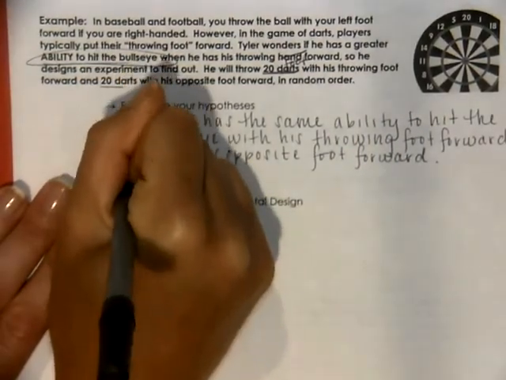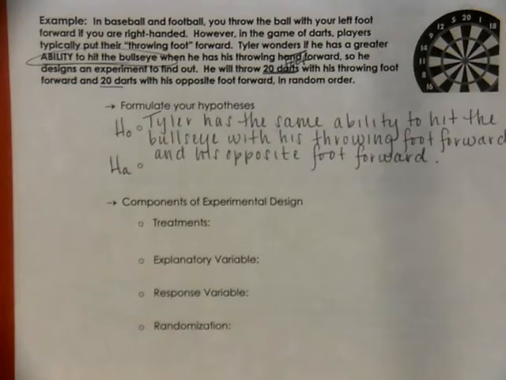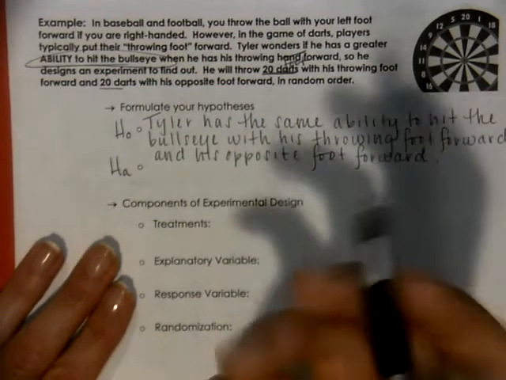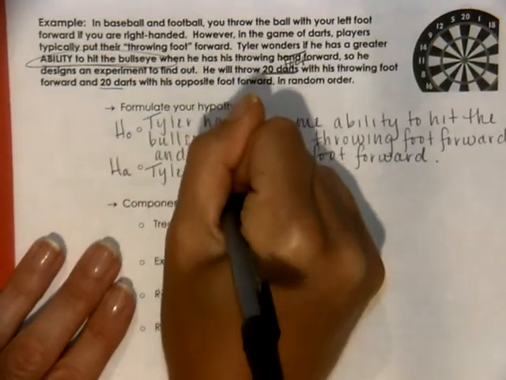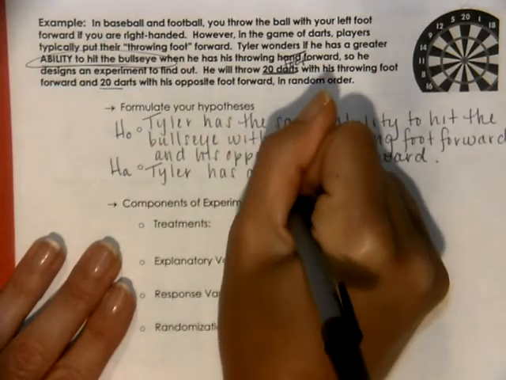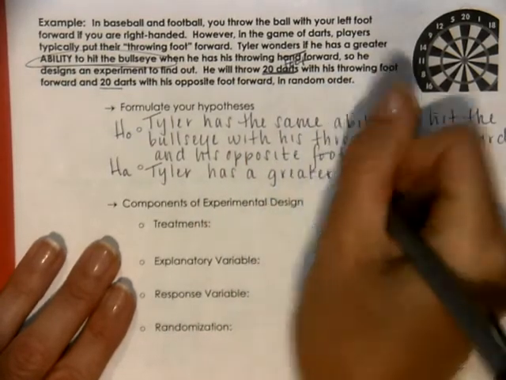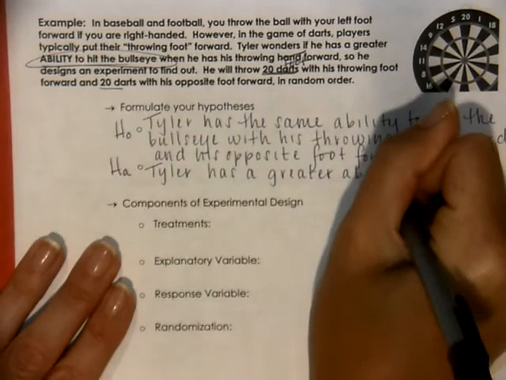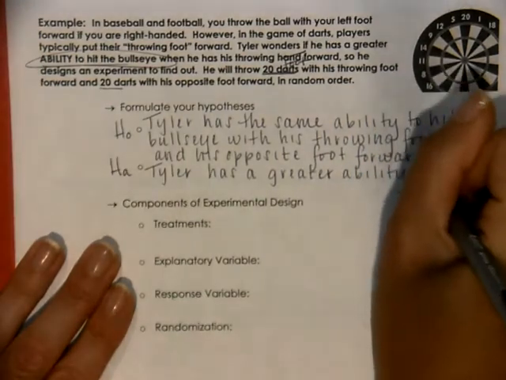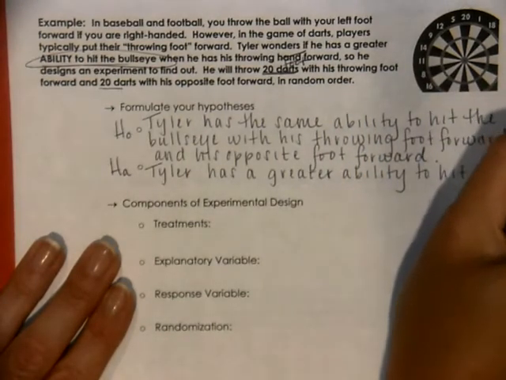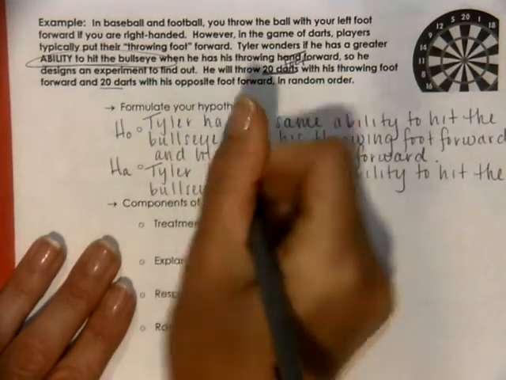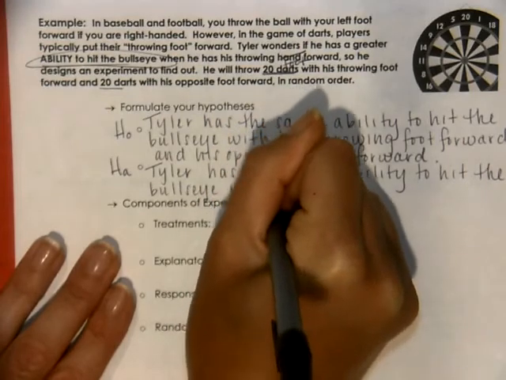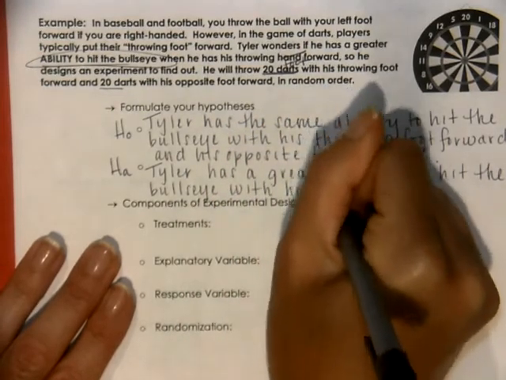Okay, our alternate, what are we trying to prove? Well, we're trying to prove that Tyler has a greater ability to hit the bullseye with his throwing foot forward.